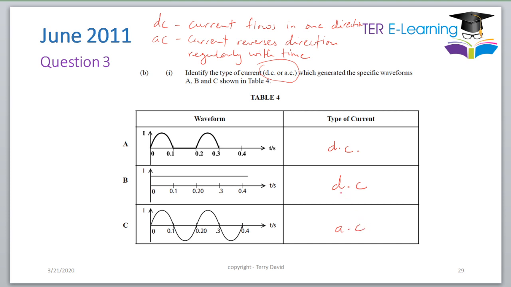So direct current flows in one direction only. Look at this. For this DC here, the graph is actually above my time axis. For this one here, it's also above my time axis. But the last one, C, we realize we're going above, below, above, below. So therefore it has to be AC, right?